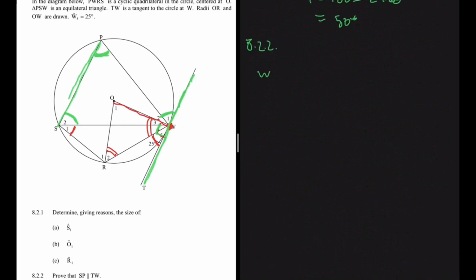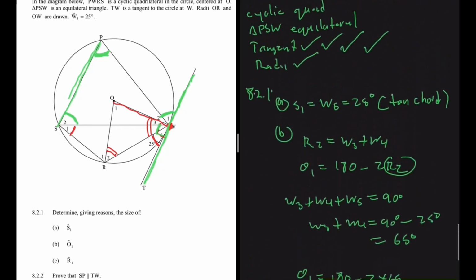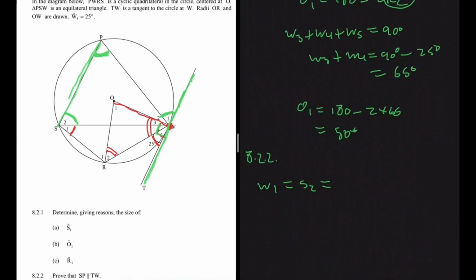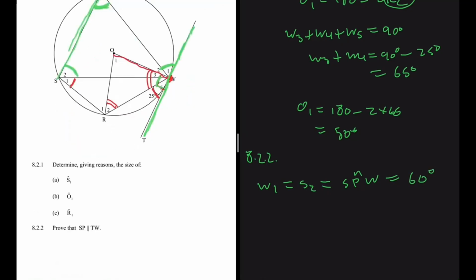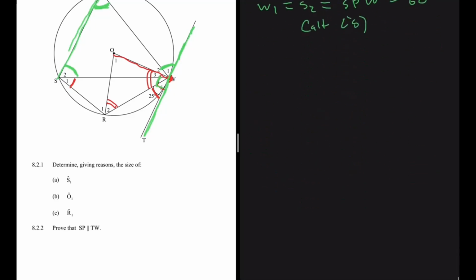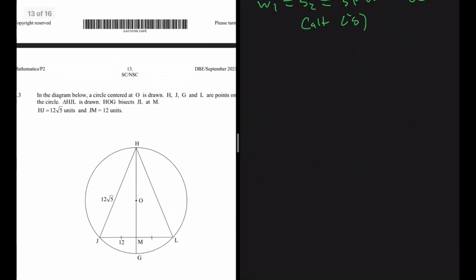So now we can say that W1 is equal to S2. We already said that S2 will be equal to 60 degrees, right? Why are we saying S2 is equal to 60 degrees? Because triangle PSW is an equilateral. So W1 is equal to S2, but S2 is equal to SPW. They are angles on an equilateral triangle, and all those angles will be equal to 60 degrees. And we're done with 8.2.2. We can give a reason and say that they are alternate angles. And then let's move to 8.3.